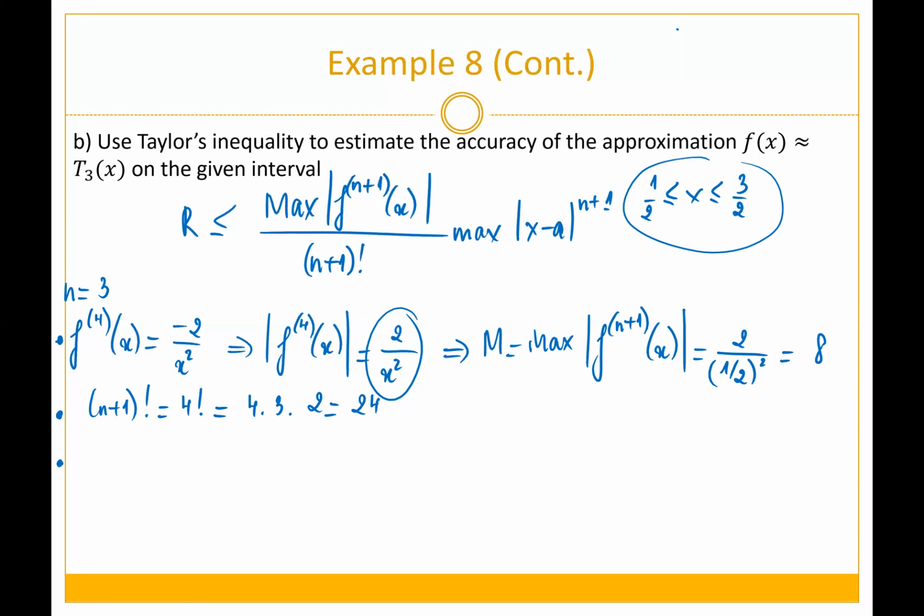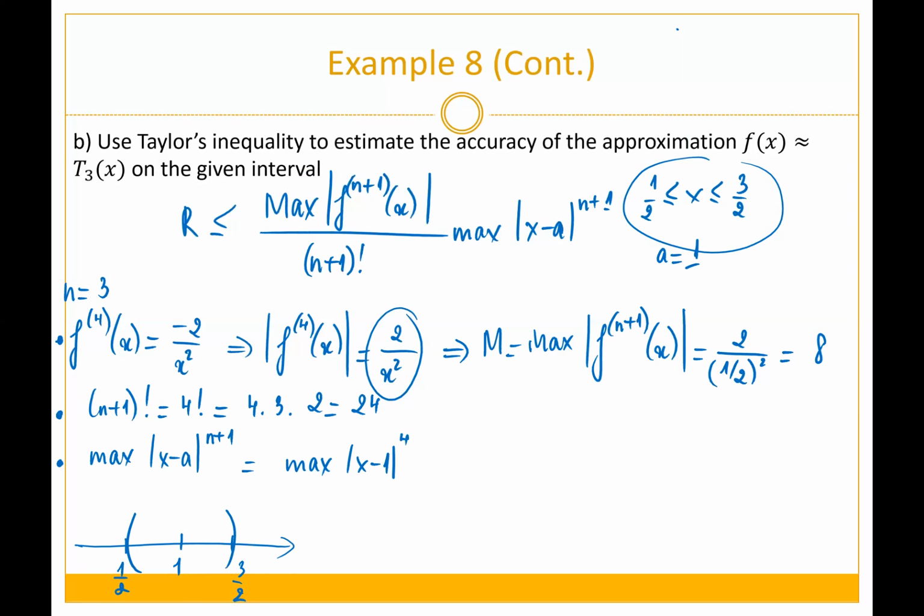And here the last term we have is the maximum of |x minus a| to the n plus 1, which is going to be the maximum of |x minus 1| to the 4th, because a here is 1. Now if you look, this is 1, this is half, and this is 3/2. So the maximum distance from 1 is going to be, you plug in 3 into the last slide to get f.